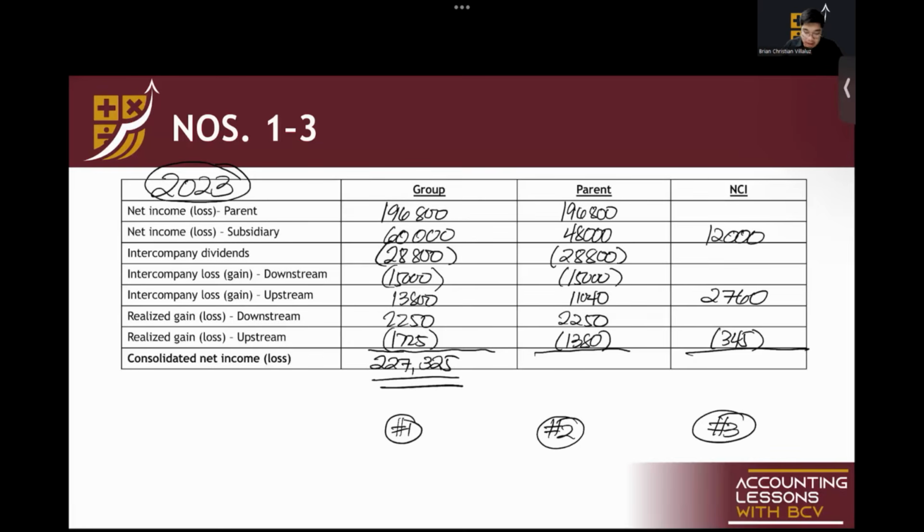So number 2 natin is magkano? 212,910. And for number 3, sagot naman natin is 14,415. So yan ang distribution ng consolidated net income between parent and subsidiary. Alright? Can you follow? Okay.